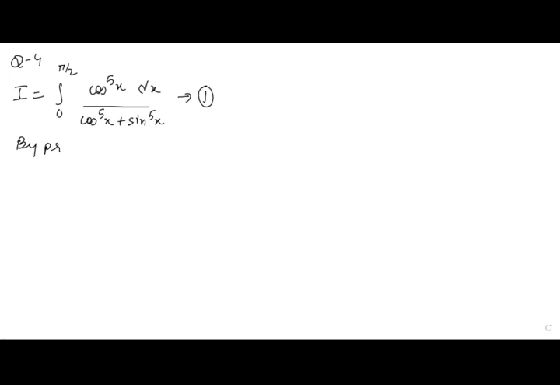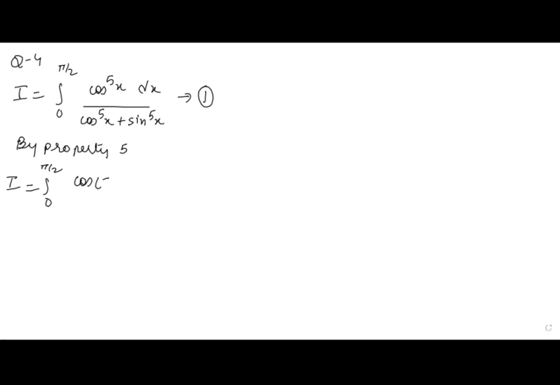Question 4. I is equal to the integration from 0 to pi by 2 of cos raised to 5x dx upon cos raised to 5x plus sin raised to 5x. Use this as equation 1. We will solve it using the property: I can replace x by pi by 2 minus x.